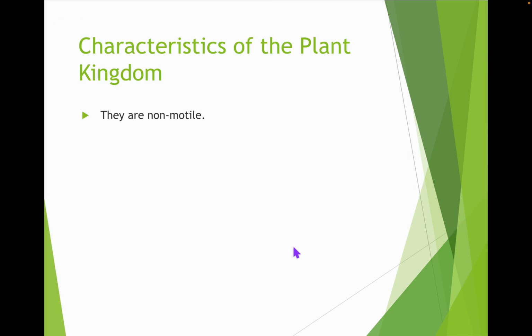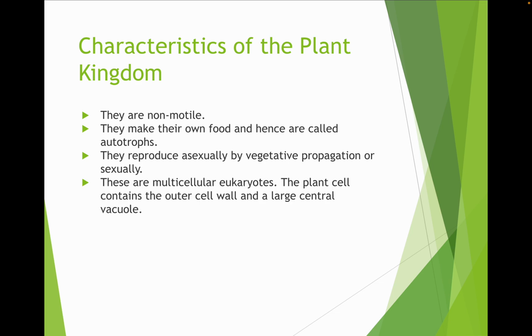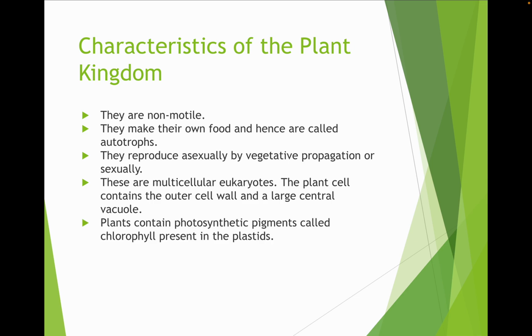So, characteristics of the plant kingdom: they're non-motile. They make their own food, and hence we call them autotrophs, through the process of photosynthesis, which we will revisit during plant nutrition. They reproduce asexually by vegetative propagation or sexually. They're multicellular eukaryotes. The plant cell contains the outer cell wall, the large central vacuole, and, as we know, the chloroplast. Those chloroplasts contain our photosynthetic pigments that we call chlorophyll, and they are plastids.